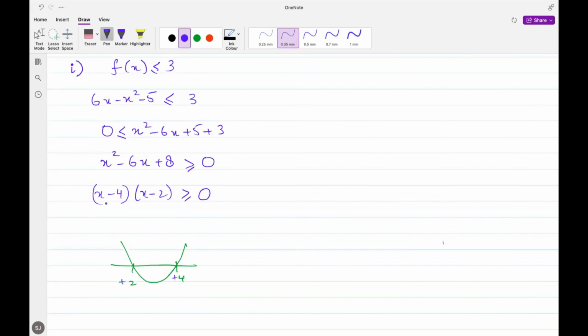Now, as x minus 4 and x minus 2 is greater than 0, we are looking for values of x that will give us the function greater than 0. We know that the function is positive above the x-axis and negative below the x-axis. So we'll be taking values of x which are greater than 4 and values which are less than 2. So we'll give our answer as x is greater than or equal to 4 and x is less than or equal to 2.